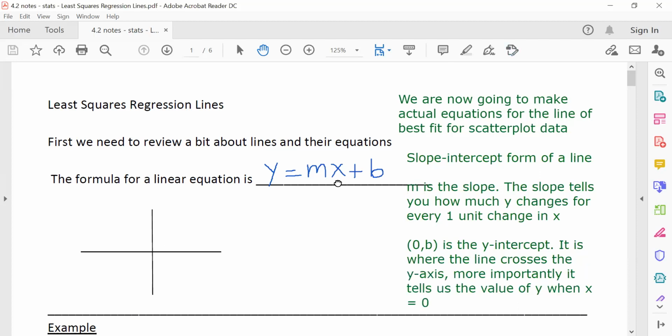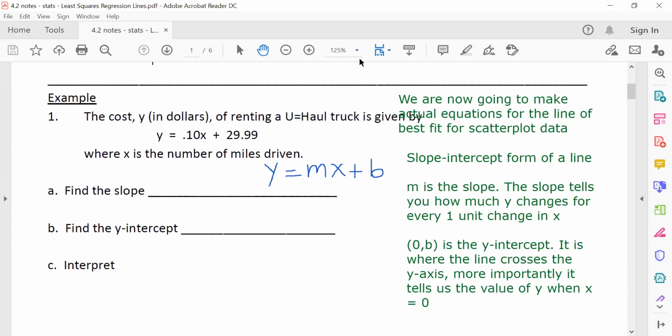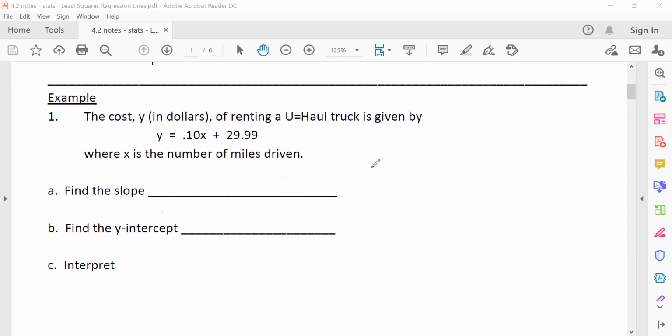So let's scroll down. Let's see what we got. We'll leave that up there. Okay, we'll do this one. So the cost in dollars of renting a U-Haul truck, or in this case, a U equals haul, because you're going to be doing the hauling, I suppose, is given by y equals 0.10x plus $29.99, where x is the number of miles driven.